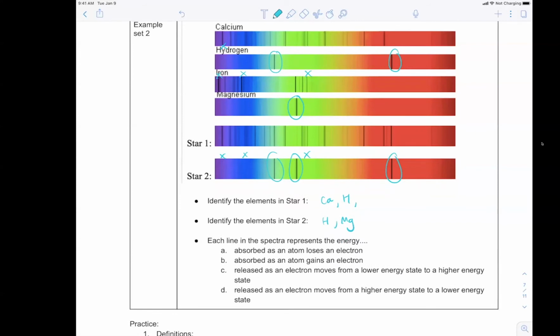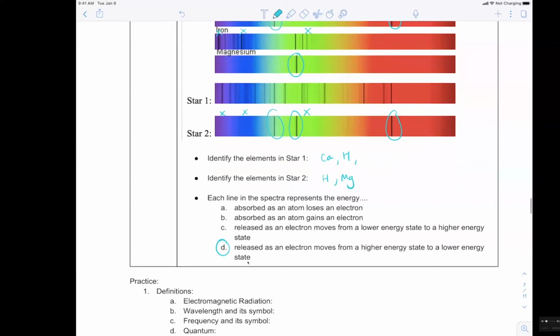And then number 2, each line in the spectra represents the energy. So remember, the lines in the spectra are represented by the energy that the electrons are emitting. And remember, energy is released as the electron moves from higher to lower energy states. So this was kind of like a review. So the correct answer should be D: energy is released as an electron moves from higher to lower energy.